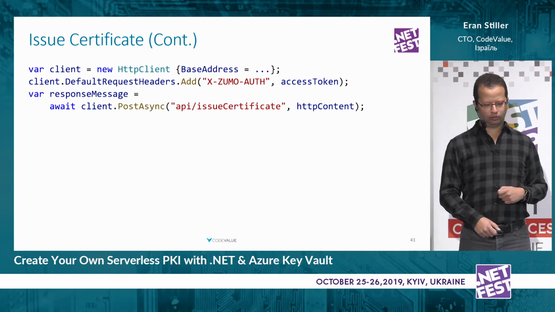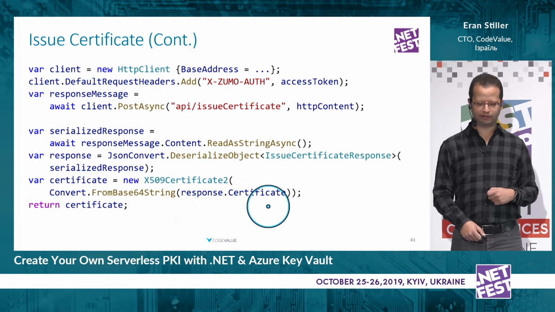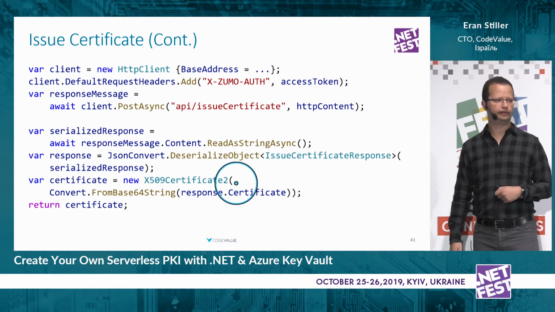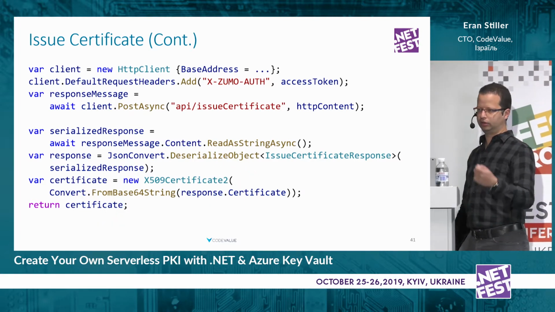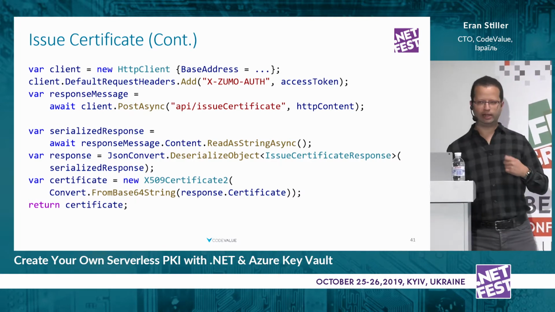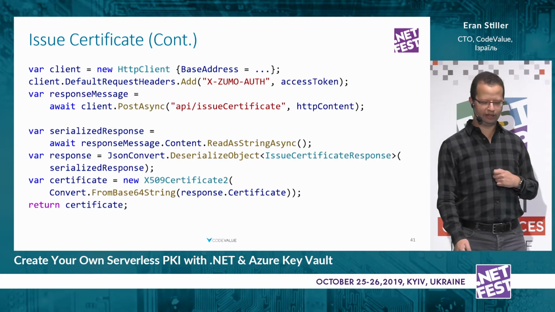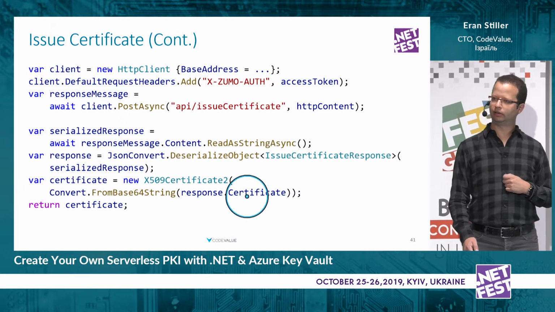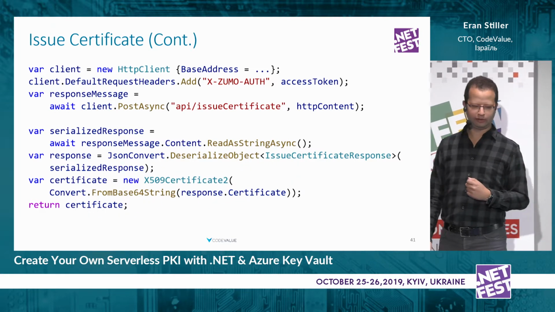So we read the response, we get the deserialized object, do from base 64 string, get the certificate. We create an X509 certificate around it, and we have our certificate on the device. So we create an access token, we sent a request to the Azure function with the public key, got back a base 64 encoded certificate, decoded it out of base 64 into an X509 certificate, and then we have it. Now we need to store it somewhere.